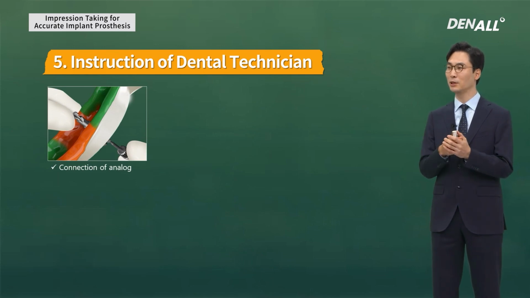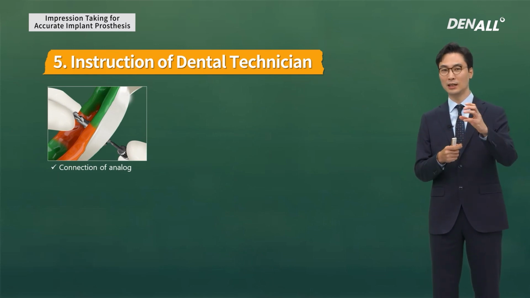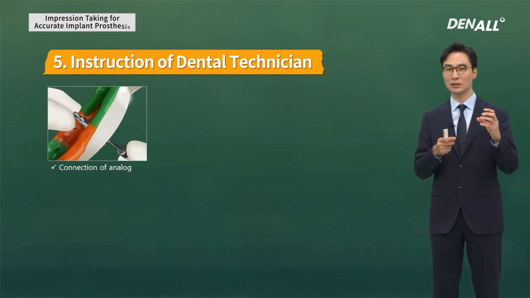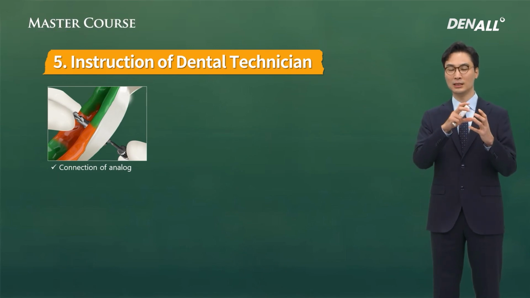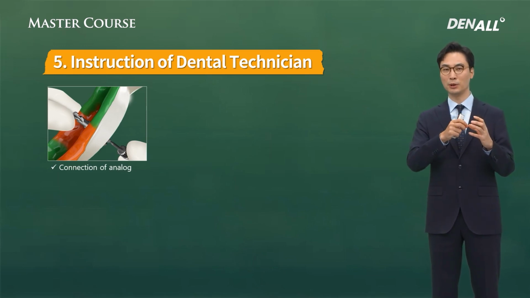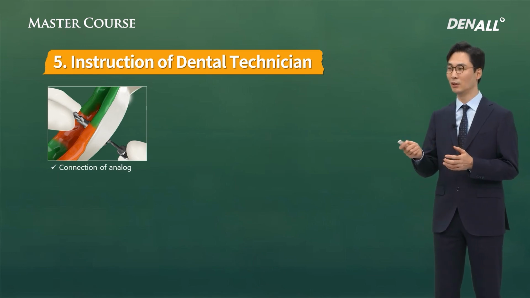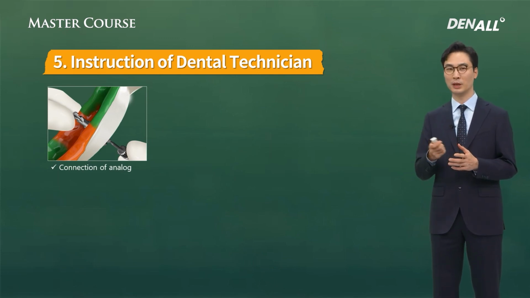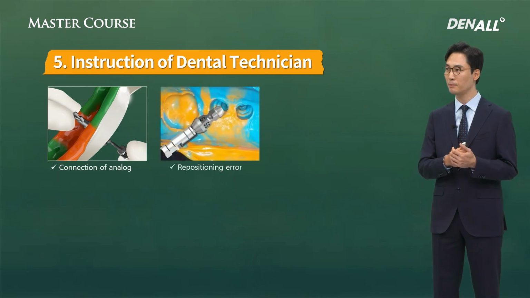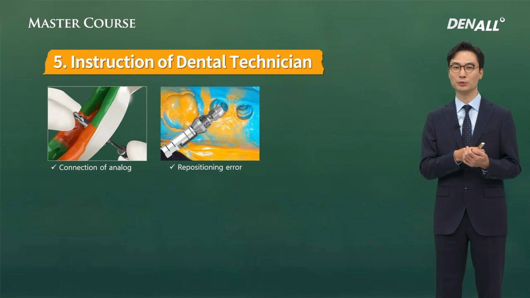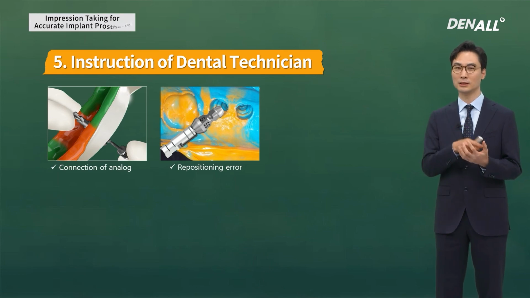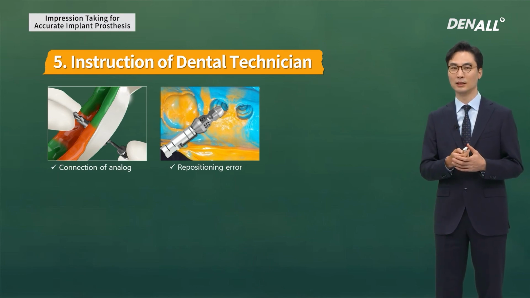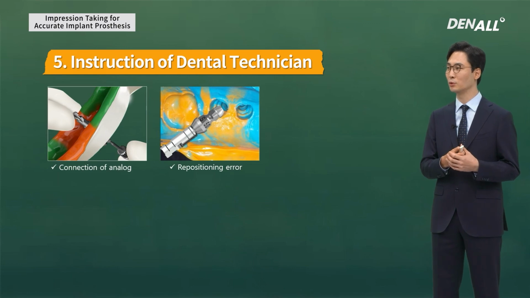In the case of pickup type coping, when you connect it to the analog, you need to hold the analog instead of the impression body. This is to prevent the impression coping from rotating on the impression body and becoming deformed. This may sound trivial, but this is quite important. In the case of transfer type coping, positional error can occur very frequently. You need to train your staff and lab technician that it needs to go fully in.